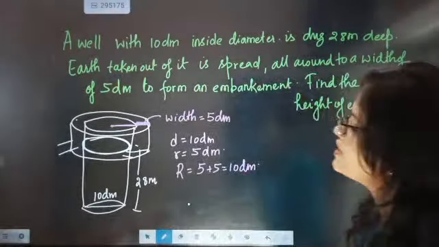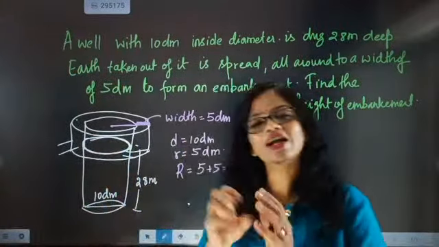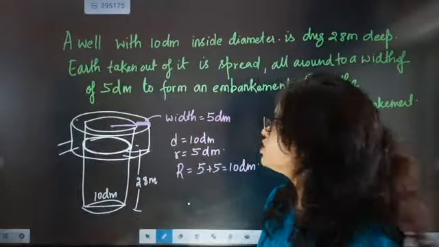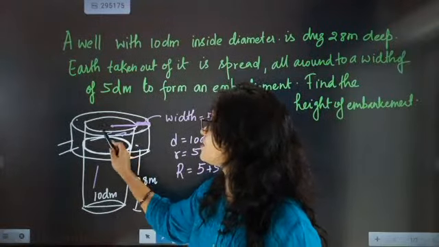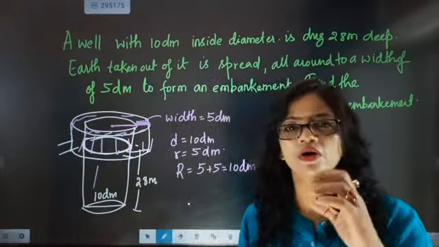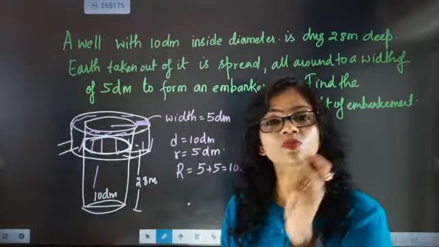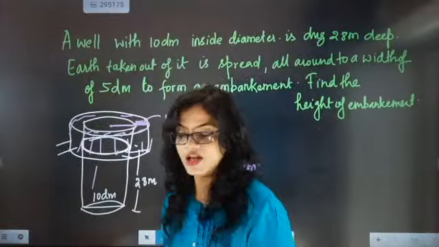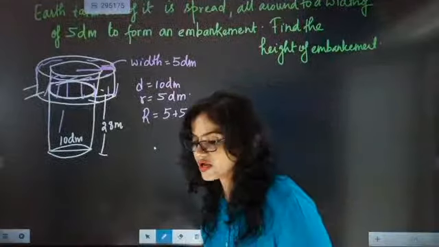Now what they are telling is that the volume of soil you are taking out from the well, that much volume of soil is used to make this embankment. So the volume of soil taken out from the well will be equal to the volume of soil used to make the embankment around the well. Understood? I'm writing this statement so that you can understand what you are going to write here.